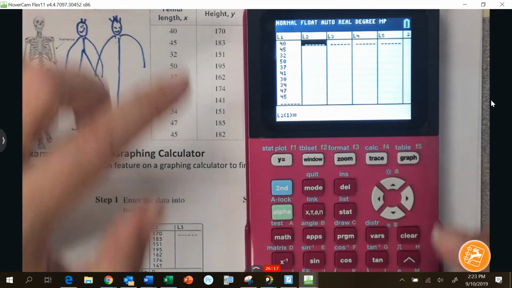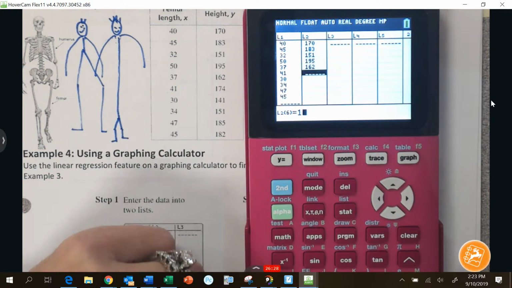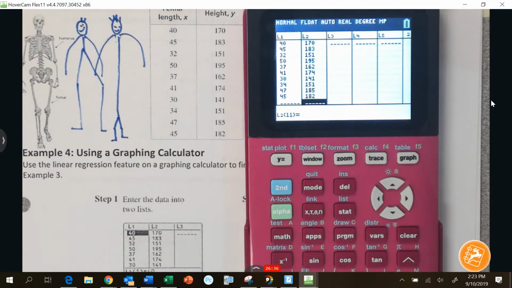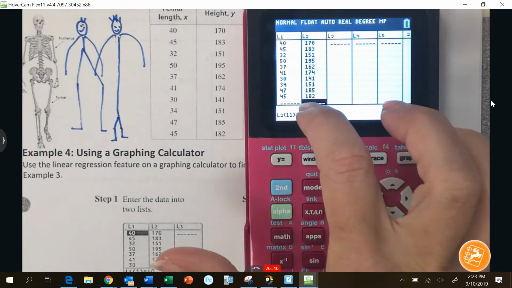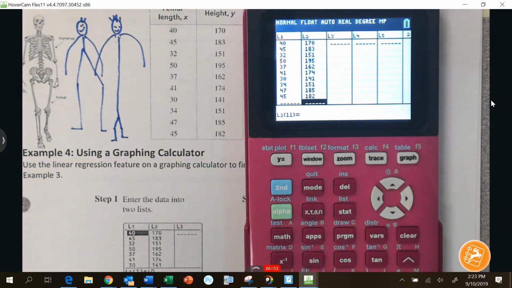And then after you type in your X's, you go over to L2 and you type in Y. And you enter between each Y that you type in. When you are done, there should be like 45 and 182 matching up at the bottom. They shouldn't have one column longer than the other, because then you're going to get an error.